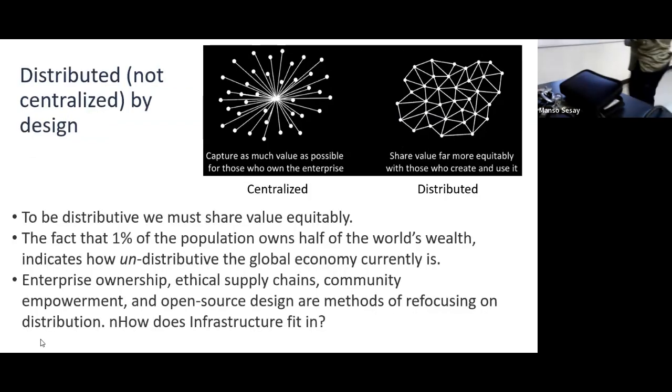Centralized means that we share value equitably, but we recognize that the value is not only economic, it's social value and it's environmental value. And we preserve all of those values and make sure that everyone has access. So in economic terms, we're talking about enterprise ownership, ethical supply chains, community empowerment, things like this. Changing the way governments and people and industry interact with different goals, but they work it out.